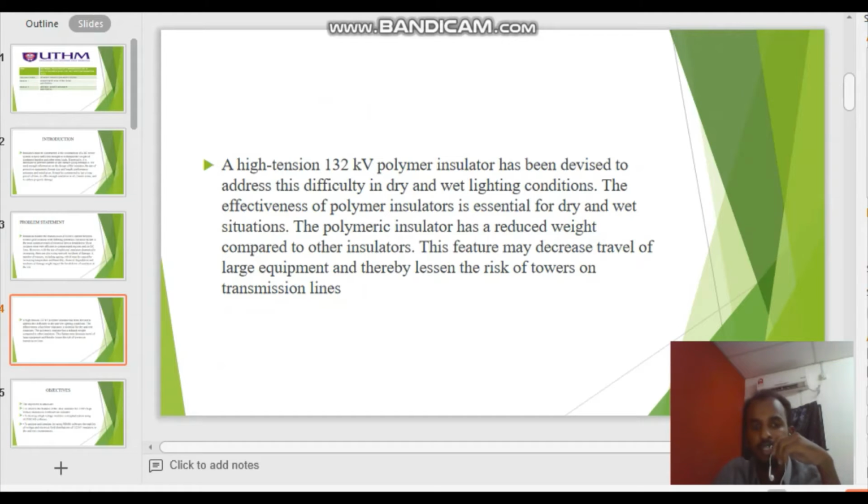High tension 132 kV polymer insulator has been developed to address this difficulty in dry and wet lighting conditions. The efficiency of polymer insulator is essential for dry and wet situations. The polymeric insulator has a reduced weight compared to other insulators. This may decrease the travel of large equipment and thereby lessen the risk to the tower and transmission line.